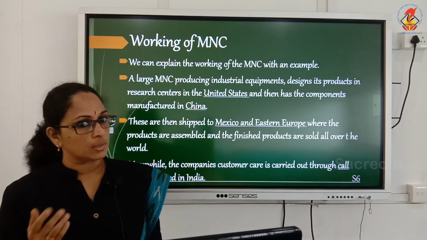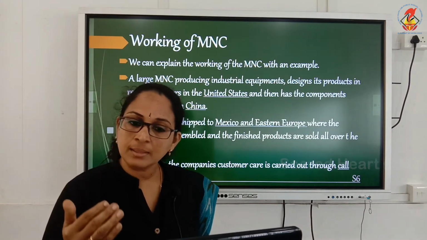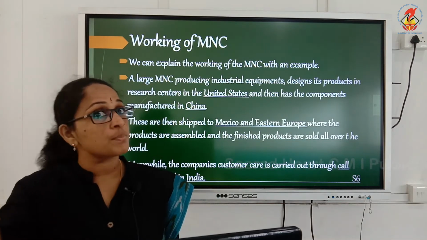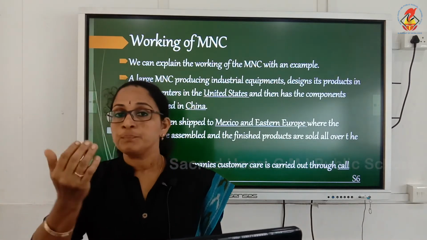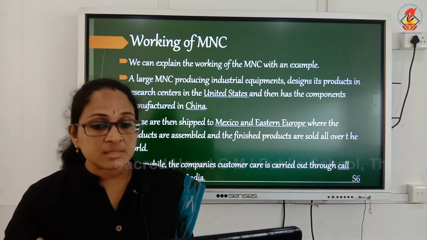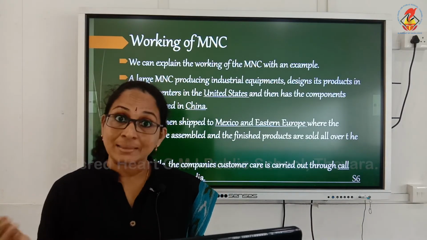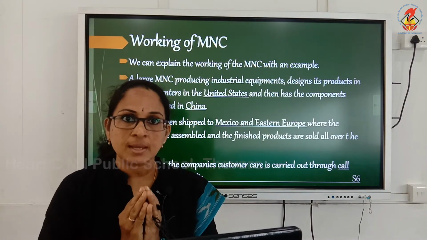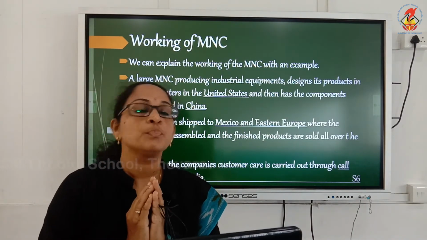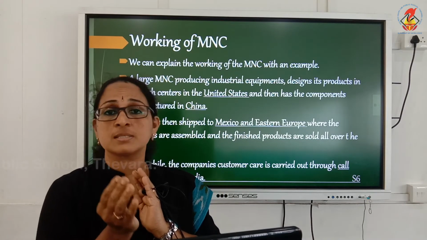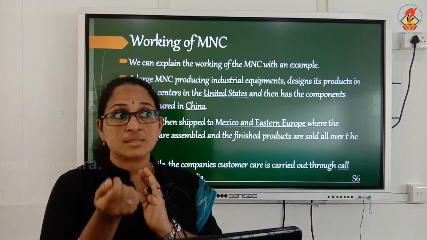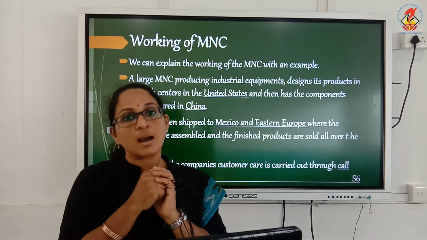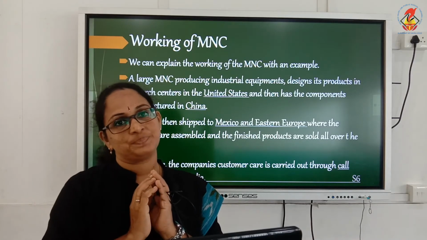So look, children, at the example. Designing in the USA, components are produced in China, then components are shipped to Mexico and Eastern Europe. There they assemble and make a final product and sell it throughout the world. But the multinational company's customer care services are located in India.